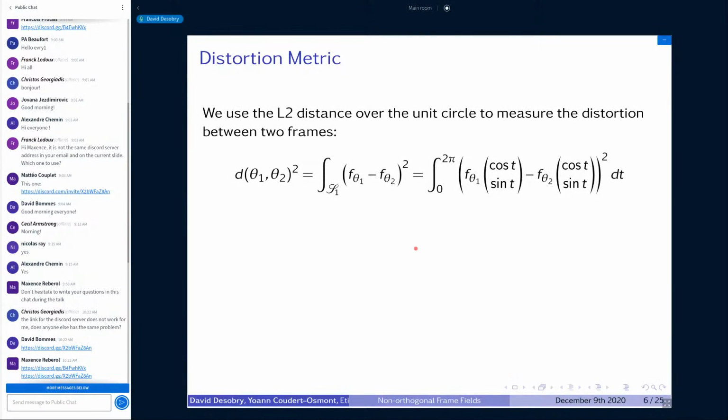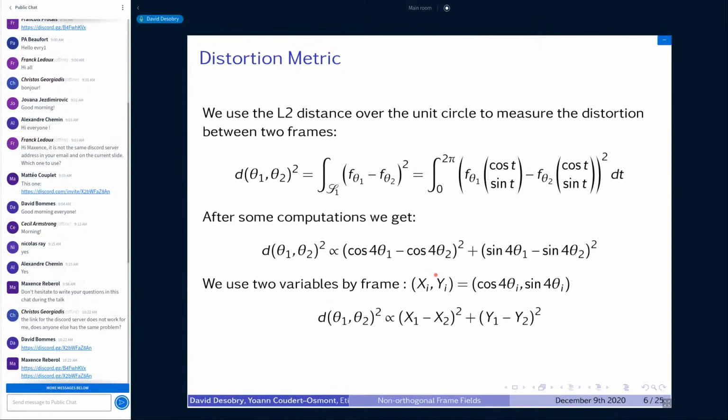Now we represent each frame with a function, so each possible rotation with a function. So now to measure the distortion between 2 frames, one oriented by theta 1, one oriented by theta 2, we do the L2 distance of their representative functions over the unit circle. And after some computations, we get these expressions. And so after a simple change of variables, we can optimize it easily with a least square method.